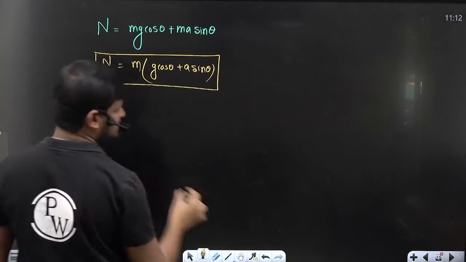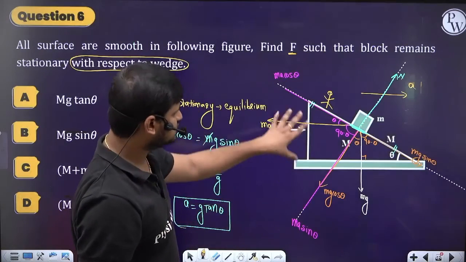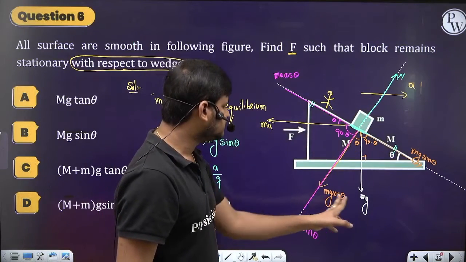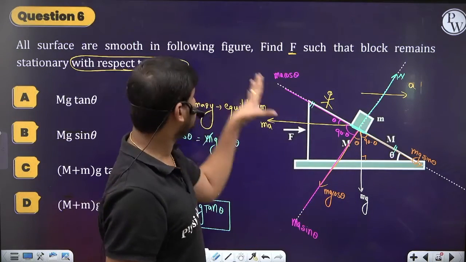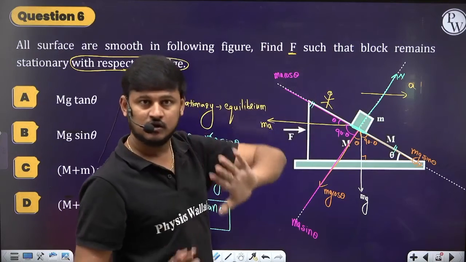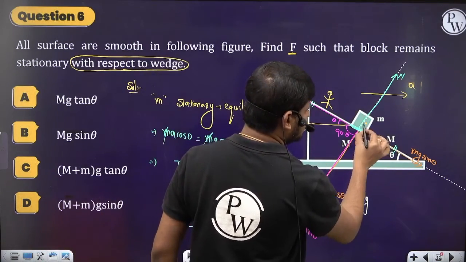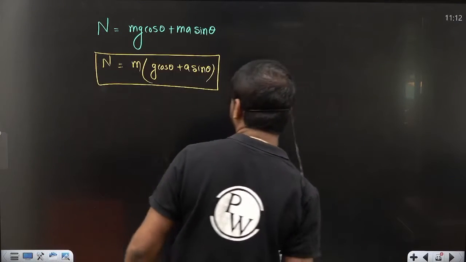This is just the normal, let it be aside, don't get confused, guys. I just wrote the equilibrium conditions, so we got acceleration equal to g tan theta, and the normal is equal to mg cos theta plus ma sin theta. But in the question they are not asking about the normal, forget about that. We just need the force. On this block the force is acting to the right side, right? Now apply Newton's second law.